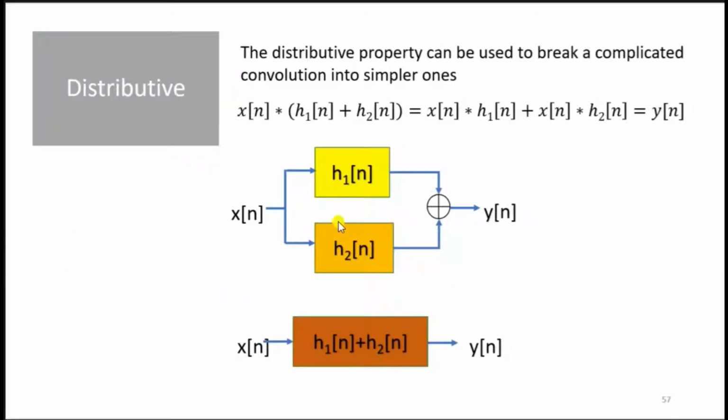For distributive, the distributive property helps you to break a complicated convolution into simpler ones. So if you have two systems, you can break it into two systems, or you can combine it as one. The combination can be in the form of addition. So x[n] * (h1[n] + h2[n]) is similar to x[n] * h1[n] + x[n] * h2[n], which will give you the same result y[n].